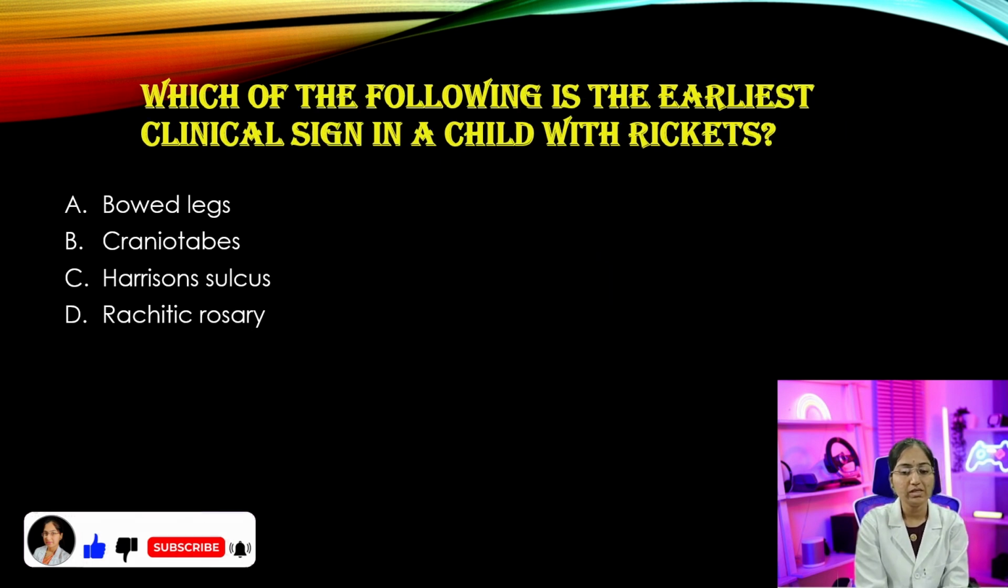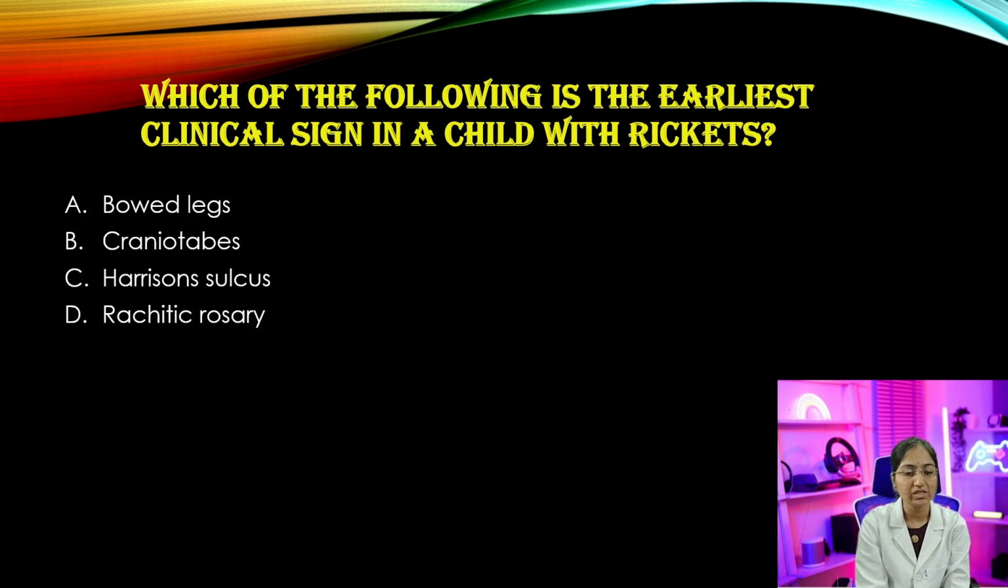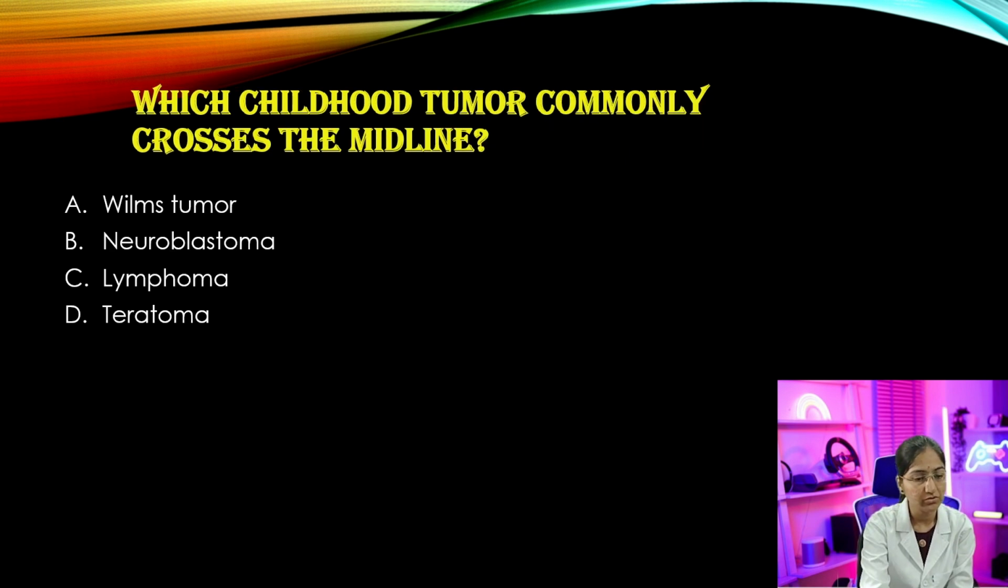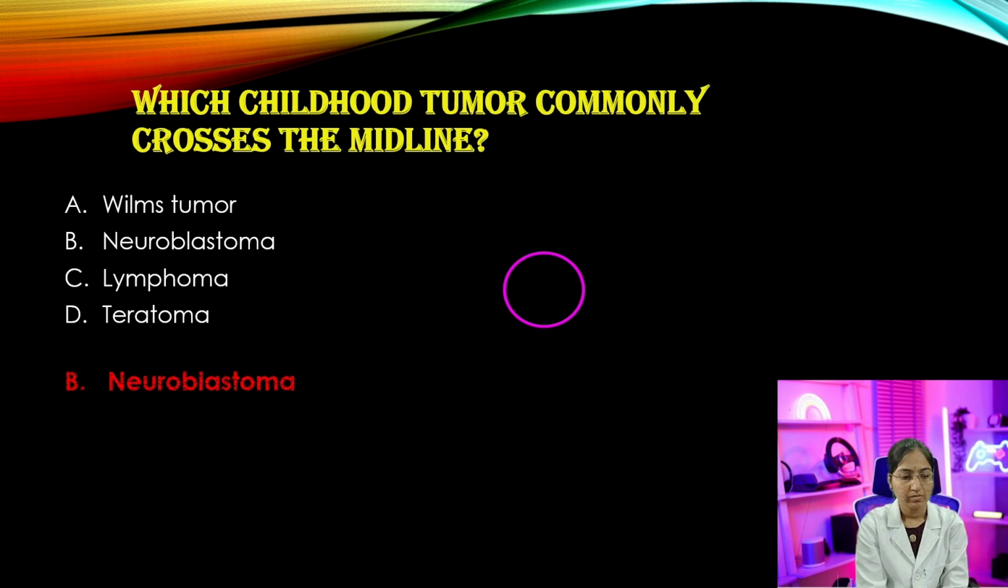Which of the following is the earliest clinical sign in a child with rickets? These are the options given. The right answer is craniotabes. We'll move to the next question. Which childhood tumor commonly crosses the midline? Here are the options. Option is neuroblastoma. We'll move to the next question.